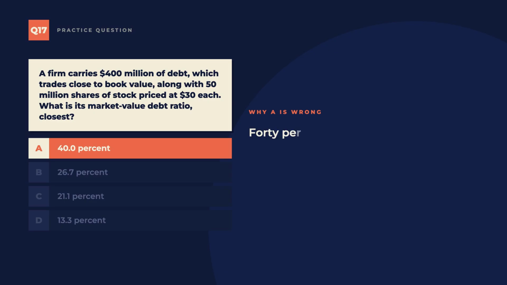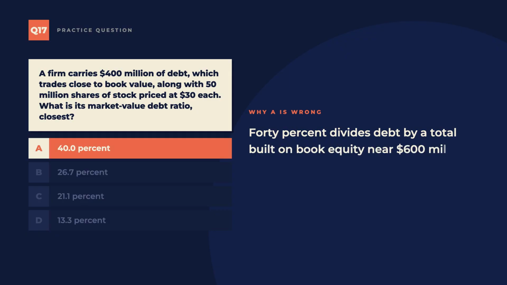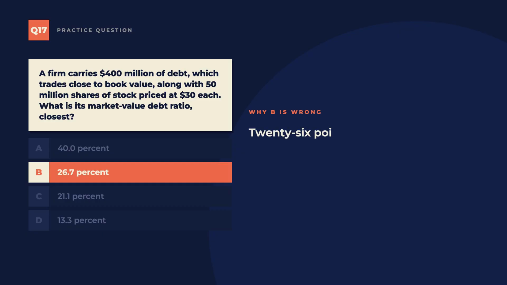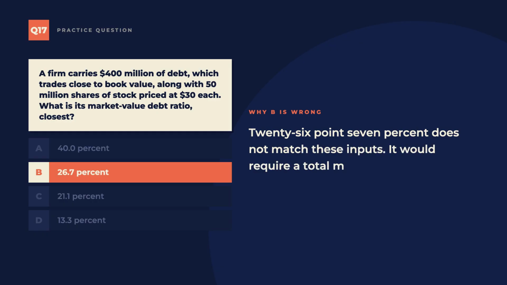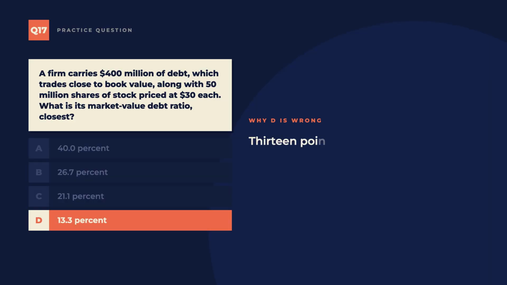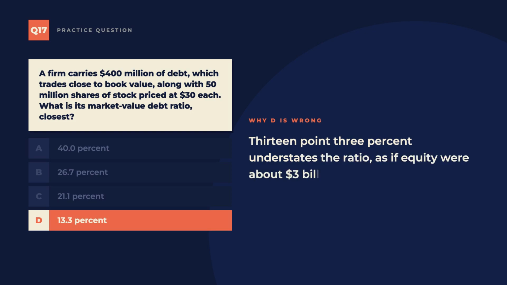A is wrong because 40% divides debt by a total built on book equity near $600 million rather than the $1,500 million market equity. That is the book ratio, not the market ratio. B is wrong because 26.7% does not match these inputs. It would require a total market capital near $500 million, which is less than the equity value alone. D is wrong because 13.3% understates the ratio as if equity were about $3 billion. The stated market equity is $1,500 million, not $3 billion.